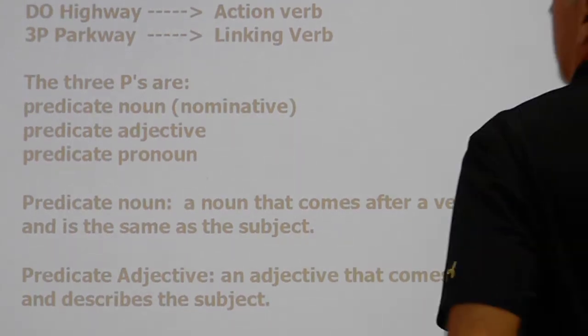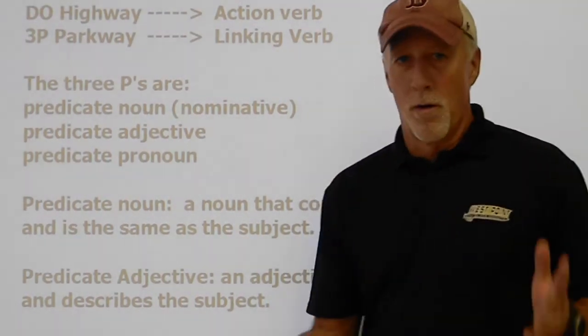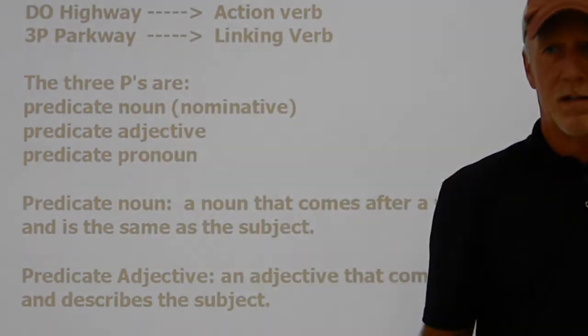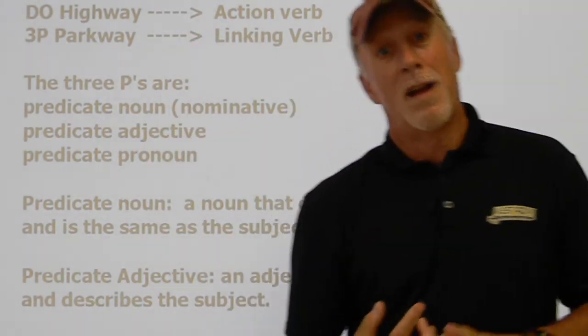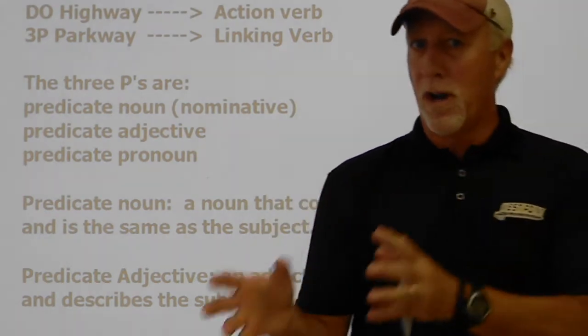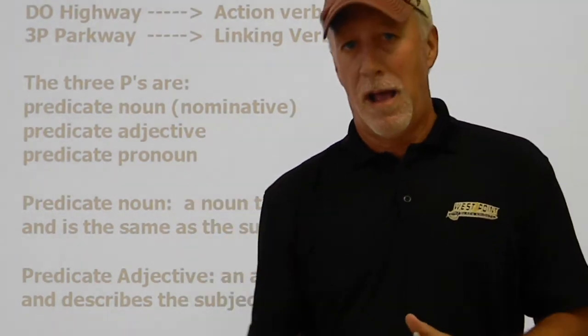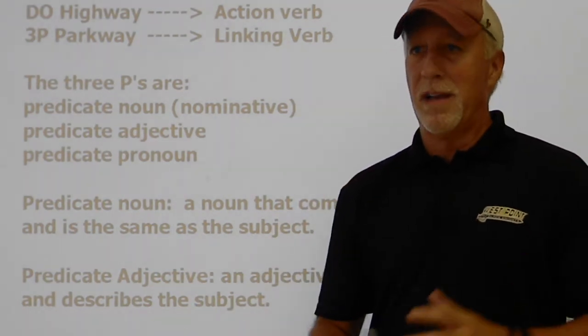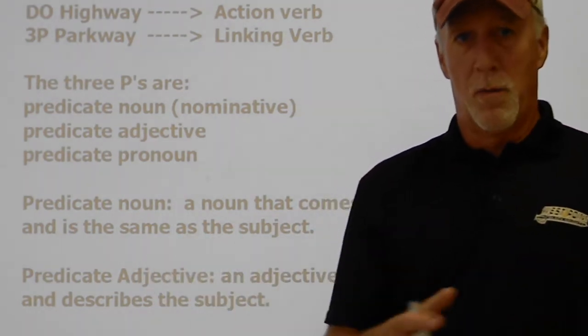Okay, now we're going to talk about step number 4. Step 1, get a picture in your head of the sentence. Step 2, find and analyze the verb. Find it. What kind of verb is it? Linking, action, or helping verb. Step 3, we found the subject by asking who or what before the verb that we found.